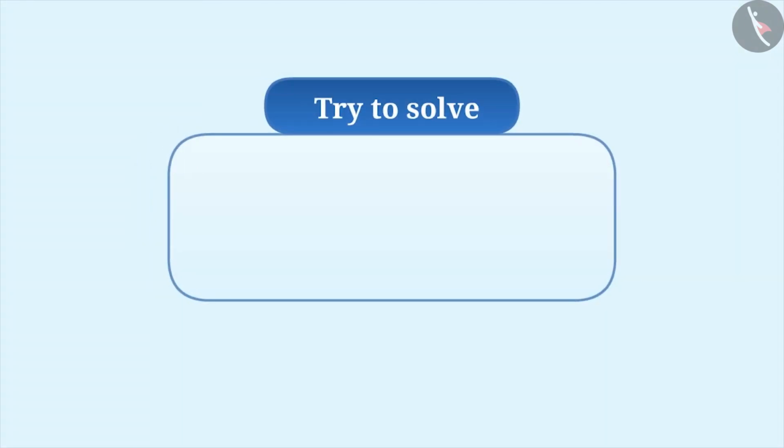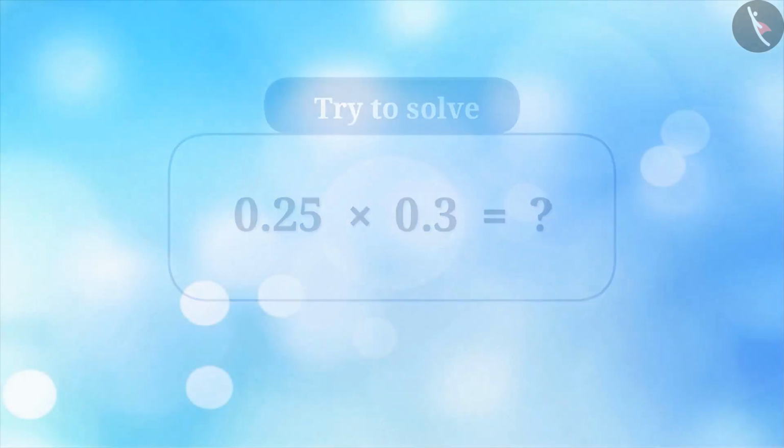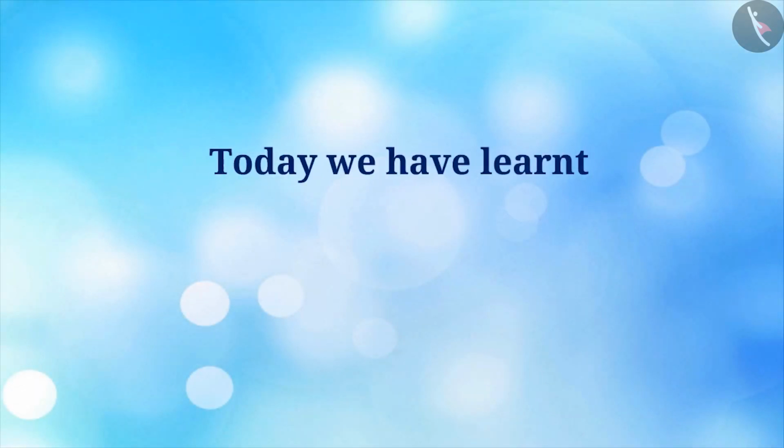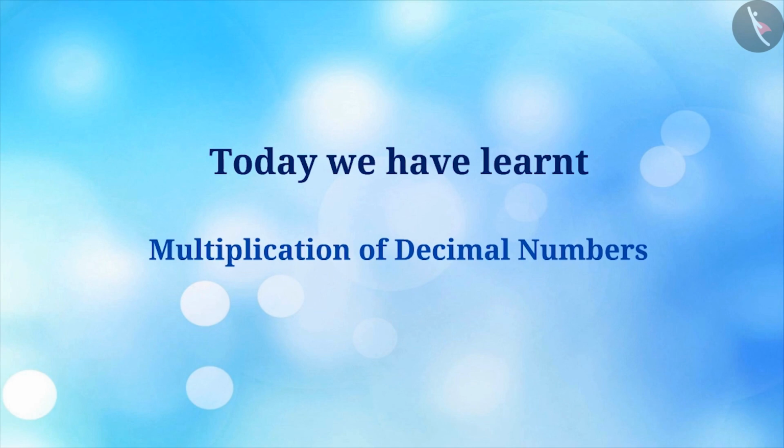Try to solve. 0.25 multiplied by 0.3 is equal to. Today we have learnt multiplication of decimal numbers. In the next video, we will see examples related to the same.